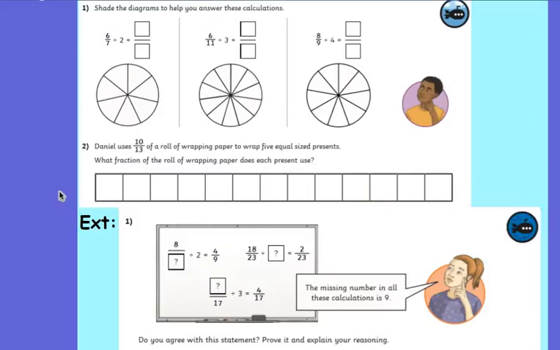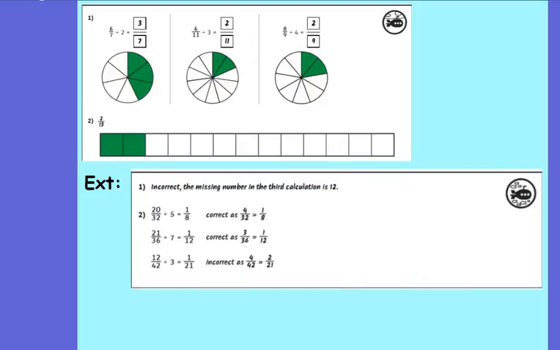In your light blue books, please pause the video for 10 minutes and have a go at these questions for me, doing a bit of modelling using the circle for the first questions. Then I've drawn the bar for you to help you out do the modelling for the second question, and there's an extension question at the bottom. Pause the video for 10 minutes and have a go at these now, please. And these are the answers. Please check your work and see how you did.